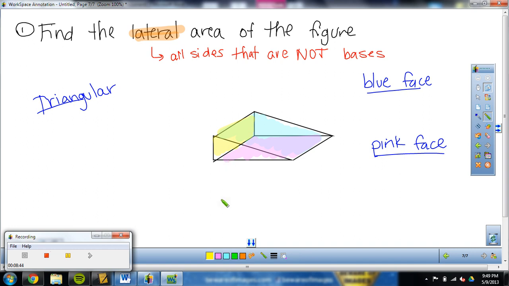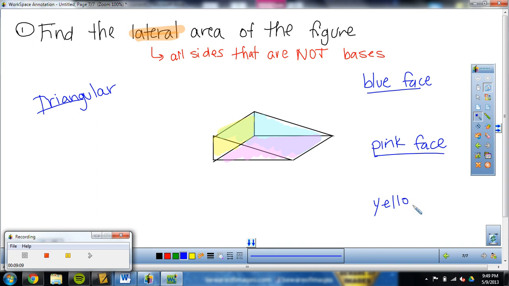So this really takes some visualization practice. So we have a yellow face, a blue face, which is kind of hard to see right now, but it is the top piece, and then the very bottom piece. All three of these are lateral faces. Again, the triangles are our bases. We're not going to include that in the lateral area.